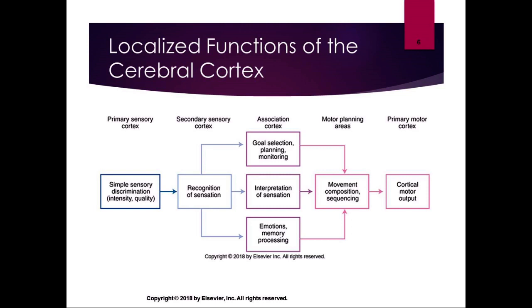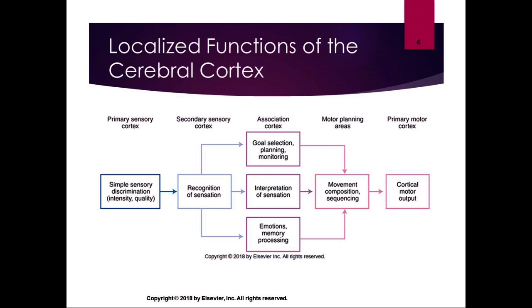Once the sensation is recognized by the secondary sensory cortex, then it goes to the association cortex, where we select goals, we plan, we monitor, we interpret that sensation. What are we going to do with it? We process emotions and memory, and the output of that might go to the motor planning areas, where we're then going to compose and sequence movement.